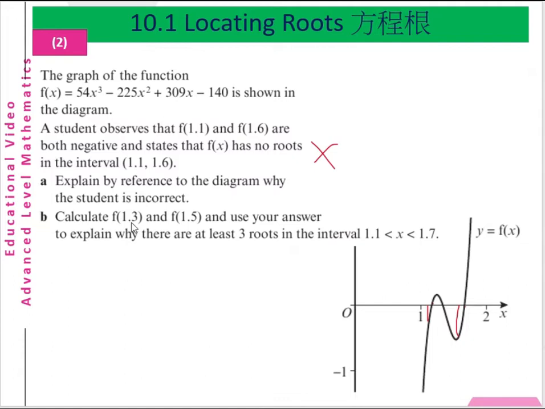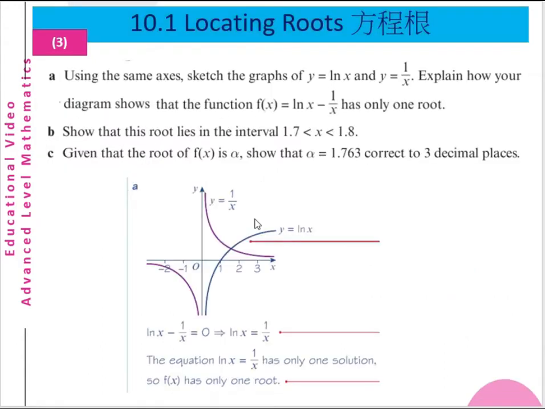Calculate f(1.3) and f(1.5) and use your answer to explain why there are at least three roots in the interval 1.1 to 1.7. If we calculate, f(1.1) is negative, f(1.3) is positive, f(1.5) is negative, and f(1.6) is in here, is zero, and f(1.7) is positive. And we know that from all this we can calculate there is one root here, and one root here. So there are three roots in between 1.1 and 1.7. Example 3.